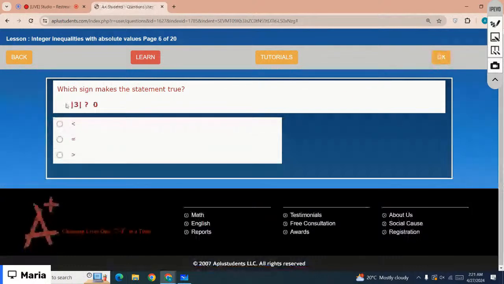Absolute value of 3. So, absolute value of 3 is greater than 0. The correct option is that, because absolute value of 3 is 3. So, 3 is greater than 0.